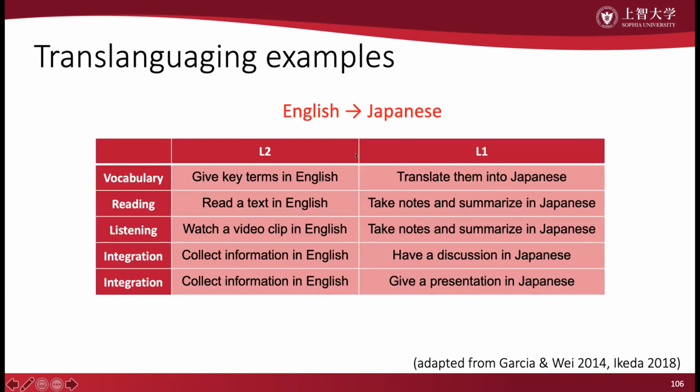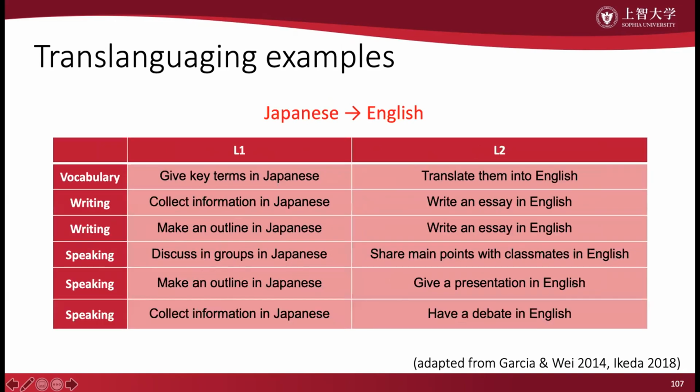For example, reading a text or watching a video in English and taking notes and summarizing in Japanese, or collecting information in English and then having a discussion or giving a presentation in Japanese. Or from Japanese to English, for example, making an outline in Japanese and writing an essay in English, or having a discussion or group discussion in Japanese and then sharing the main points with the whole class in English.